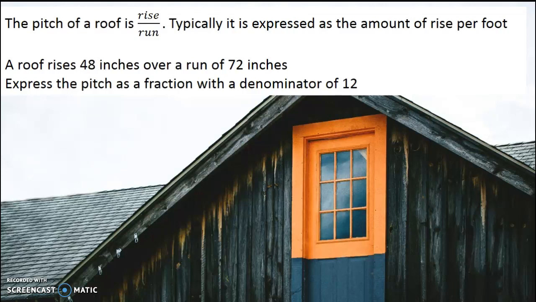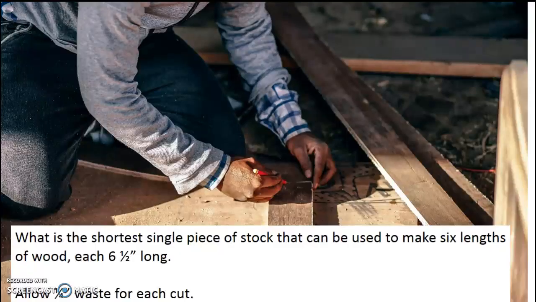Fractions can also appear when we want to look at things in ratio and proportion to each other, such as pitch calculations. The pitch of a roof is defined as rise over run. If a roof rises 48 inches over a run of 72 inches, calculate its pitch. Pitch is normally expressed in terms of feet, so here we would want to use a denominator of 12 inches, which is equal to a foot.